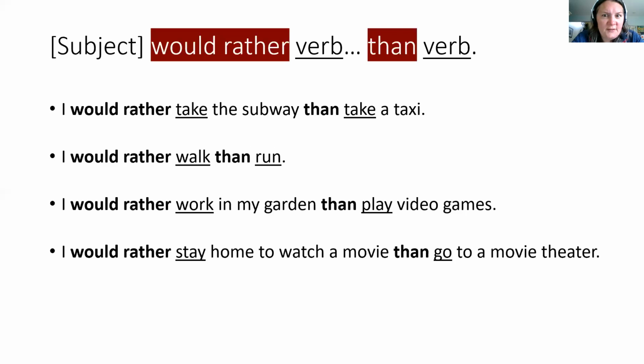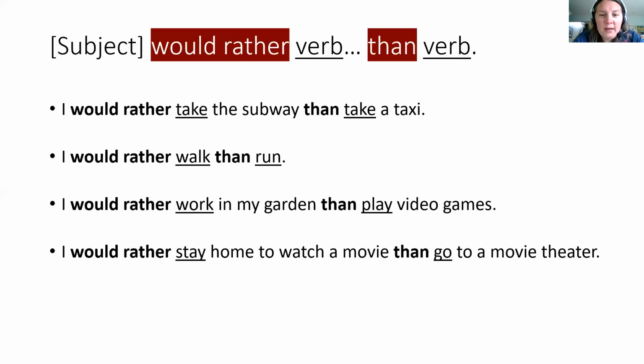We could also use two different verbs. I would rather walk than run. Here you see two different verbs, right? I would rather walk than run. Which one is preferable? Which one is chosen? To walk, right? Because that is listed first.